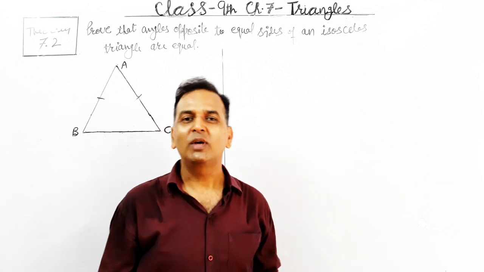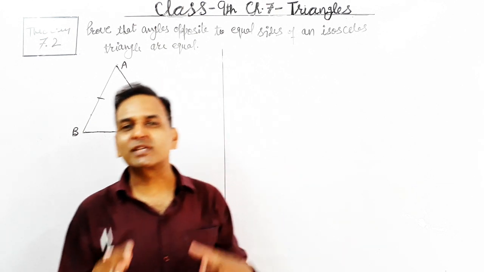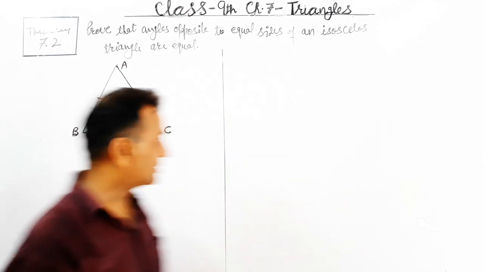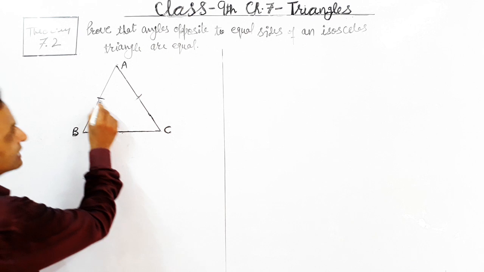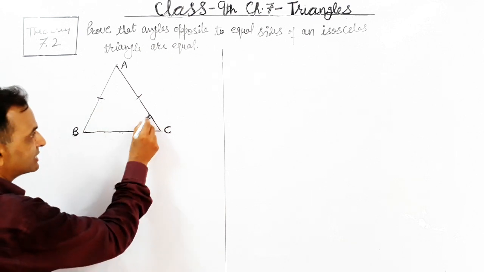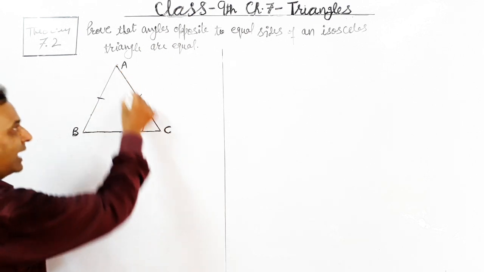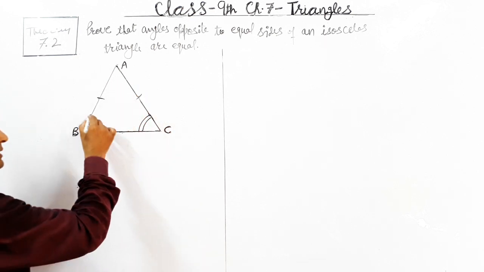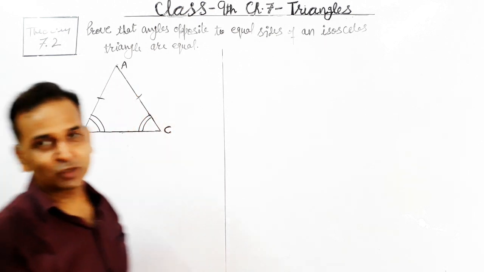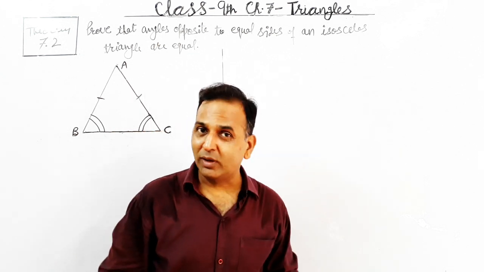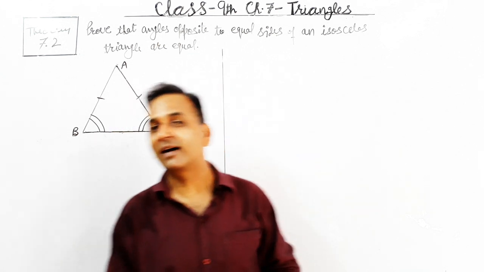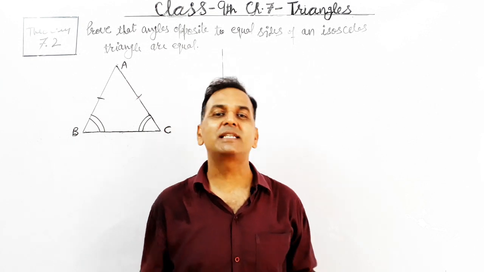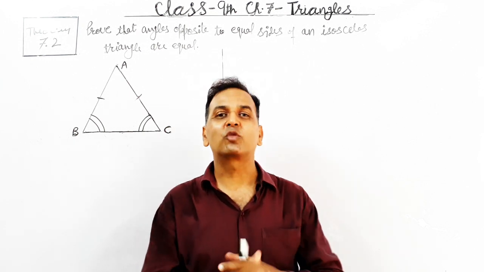We have to show that the two angles which are opposite to these two equal sides will be equal to each other. That is, the angle opposite to the side AB, that is angle C, and the angle opposite to this side AC, that is this angle B, they are equal to each other. So if AB and AC of this triangle ABC are equal, then their opposite angles, that is angle B and angle C, will also be equal to each other. We have to prove this.